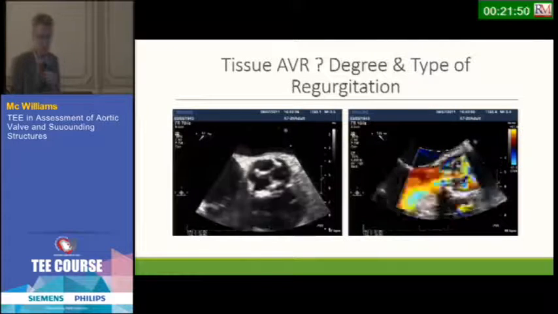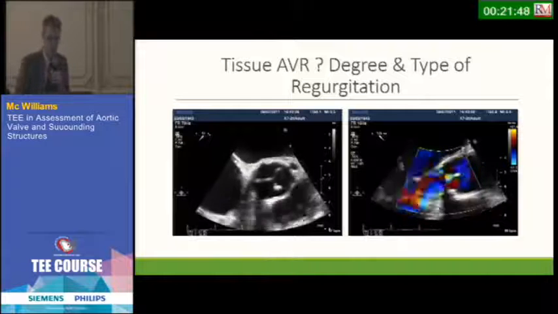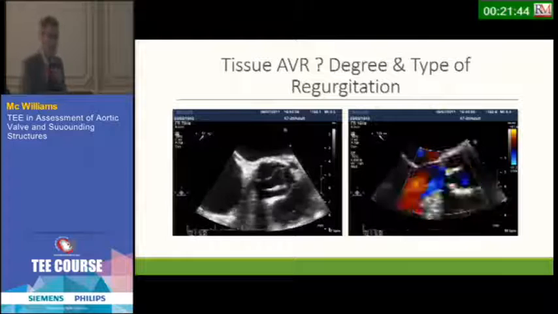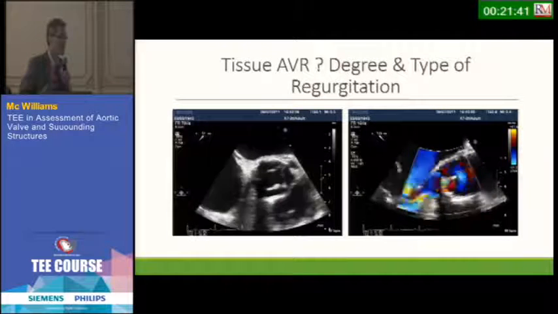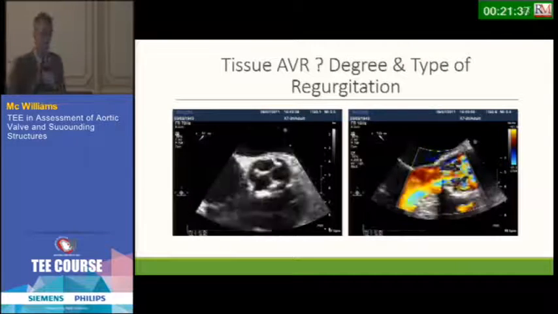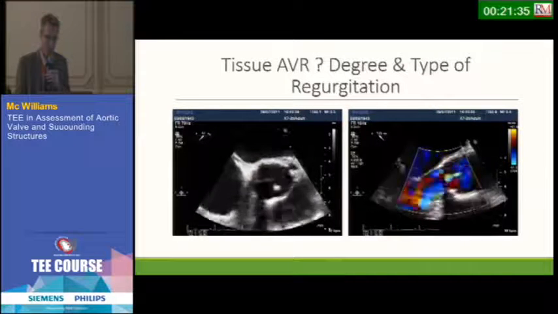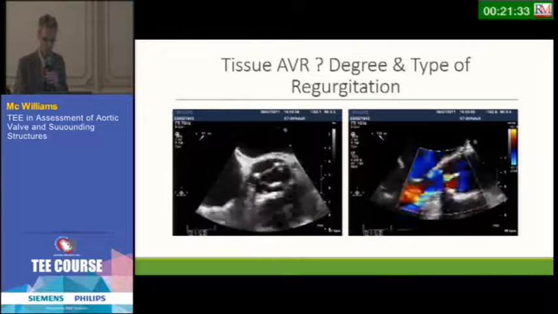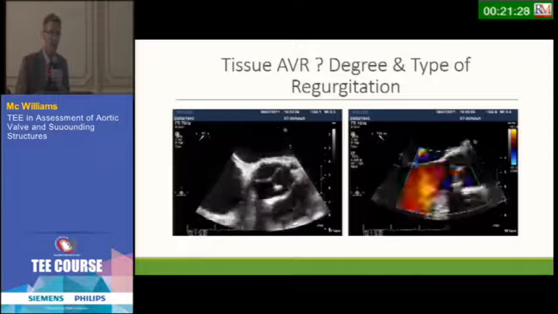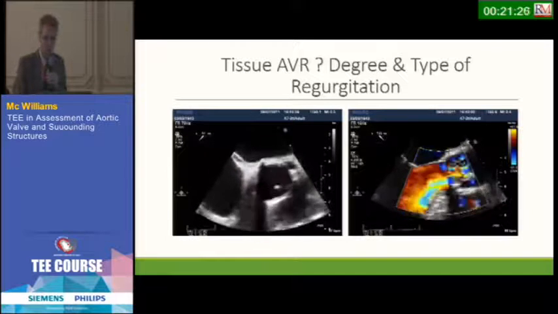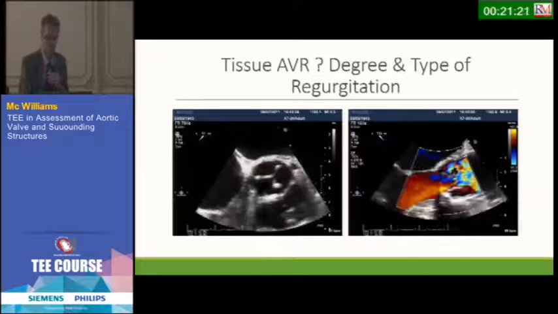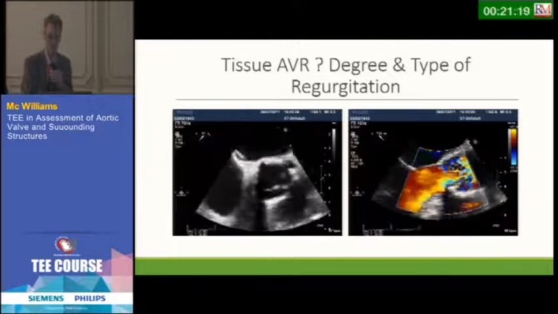What type of valve is this? Yeah, this is a tissue valve. And what type of regurgitation? There's 2 types of regurgitation you can get with a prosthetic valve. You can get it through the valve, or you can get it paravalvular. So the question is, if it's paravalvular, very often that is in a sense more sinister. One might be concerned about dehiscence of the valve.